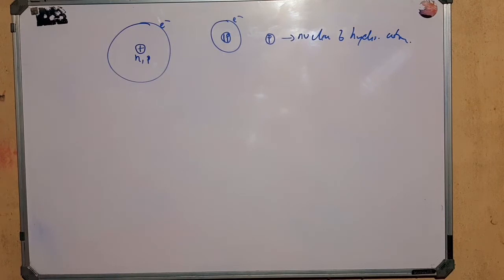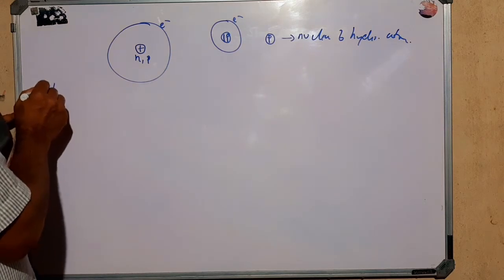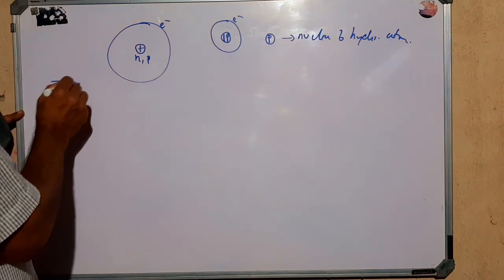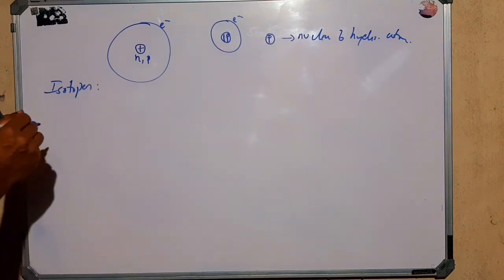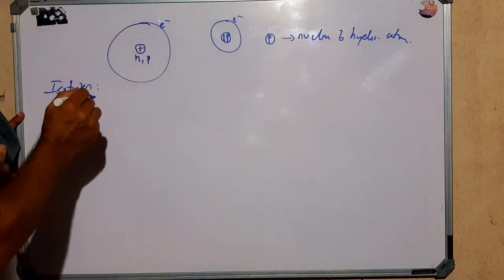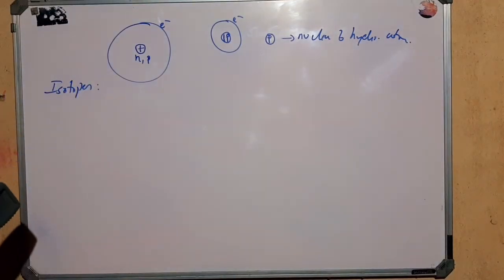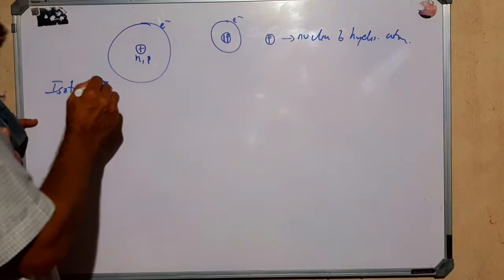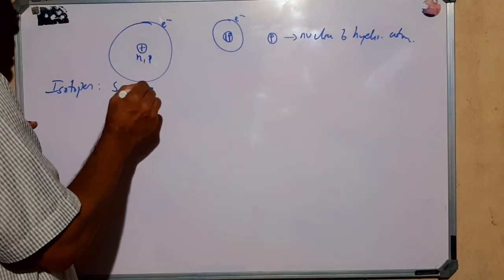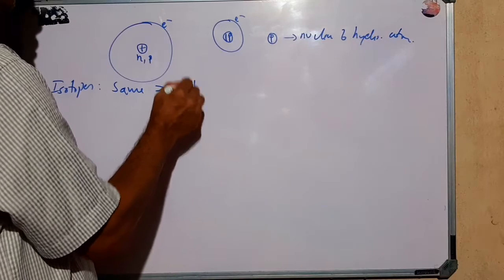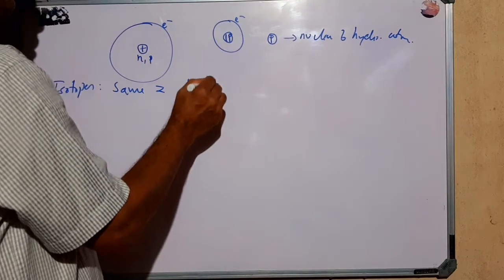So when you consider this, let us see the different terms. What are isotopes? Isotopes means elements with the same atomic number but different mass numbers. Same atomic number and different mass number.